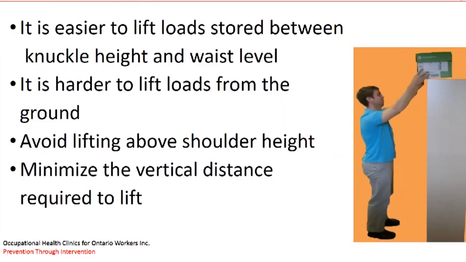Location's also very important. It's easier to lift items stored between standing knuckle and standing waist height. It's harder though to lift objects from the ground, and lifting above shoulder height can greatly increase the risk of injury as well, because your center of gravity is now thrown off. You want to try to minimize any vertical distance required as a part of a lift. Try and keep it between that standing knuckle and standing elbow height.